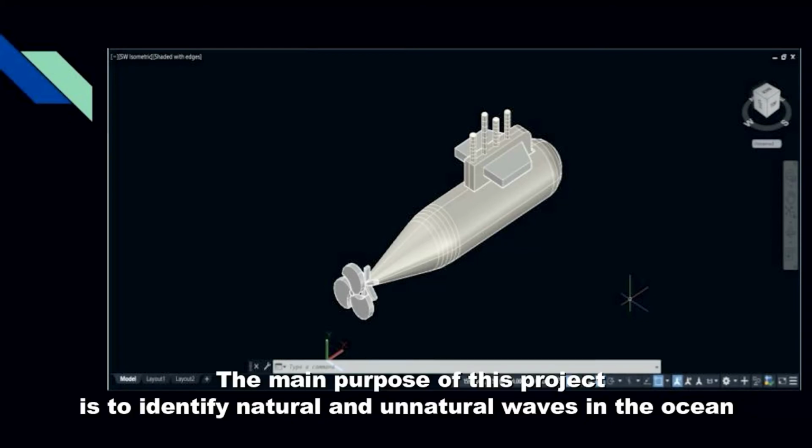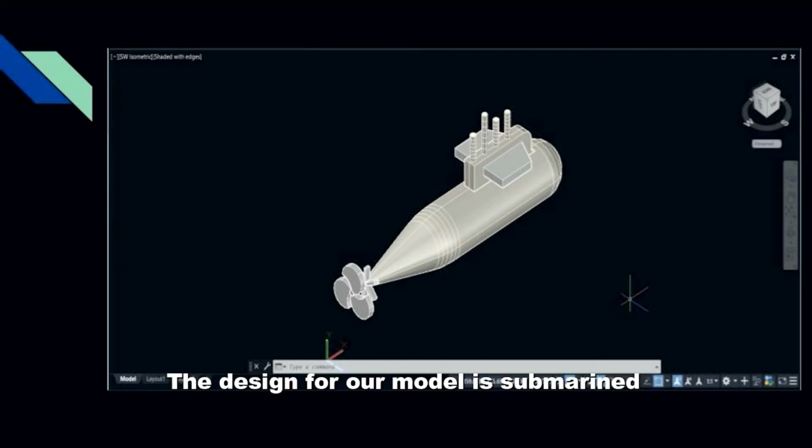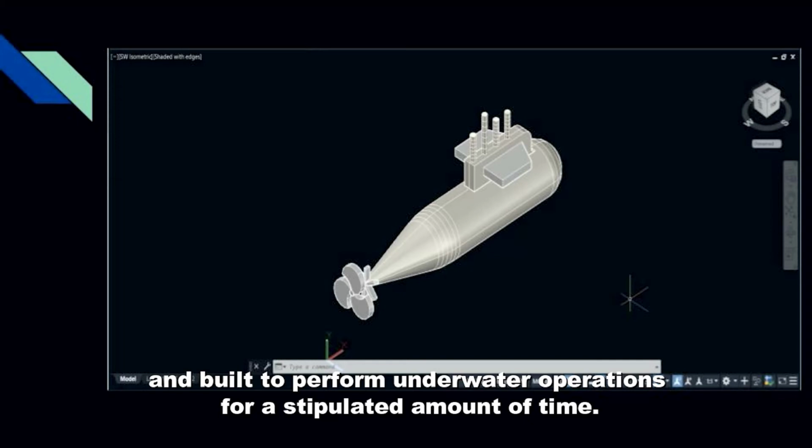The main purpose of this project is to identify natural and unnatural waves in the ocean and to record the ultrasonic wave sonar from the ships and transmit the data as a radio wave. The design for our model is a submarine because this design is created for underwater self-propelled craft and built to perform underwater operation for a stipulated amount of time.